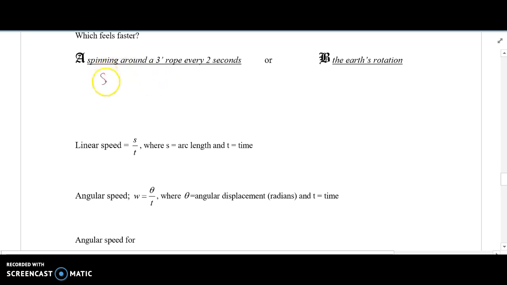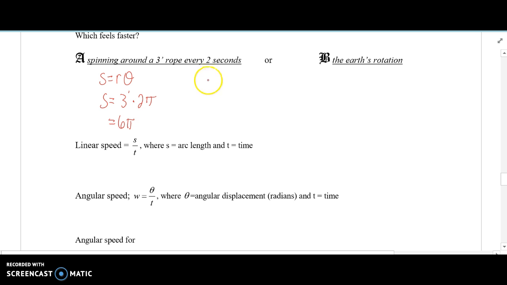So for this one, the distance traveled is radius times theta. So the length that we're traveling is the radius of 3. Because we're going around a complete revolution, that's going to be 2 pi. So if we solve this, we get an arc length or a distance of 6 pi.